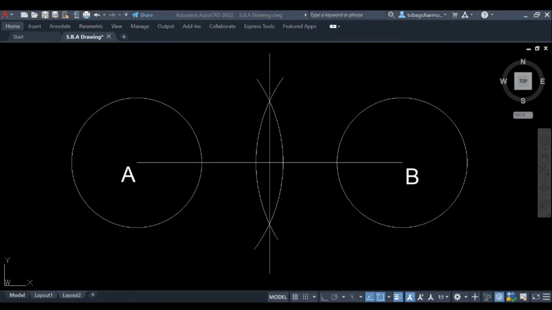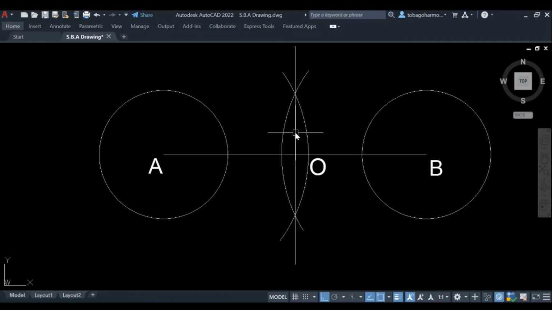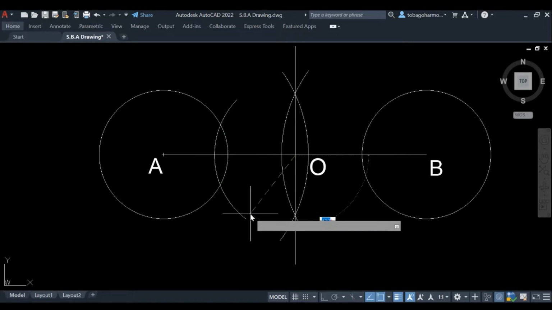Good. So here we have our bisecting line. We have bisected line AB, and the middle of line AB I have labeled as O. Great. Now what we're going to do next is bisect AO, and we are going to bisect line OB.